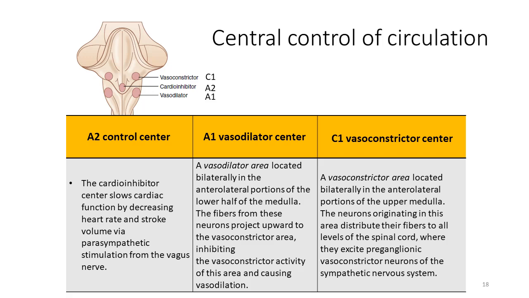The third part is the A2 control center. The cardioinhibitor center slows cardiac function by decreasing heart rate and stroke volume via parasympathetic stimulation of the vagus nerve. So it acts through the vagus nerve, activates parasympathetic neurons and induces cardio inhibition.